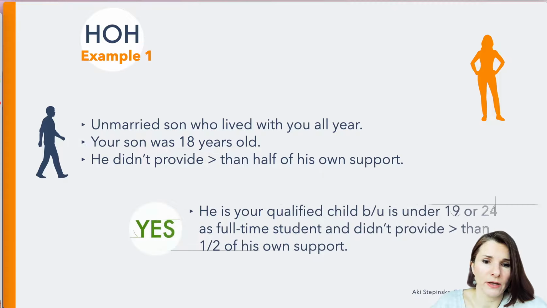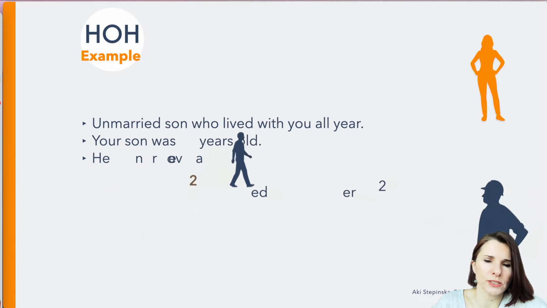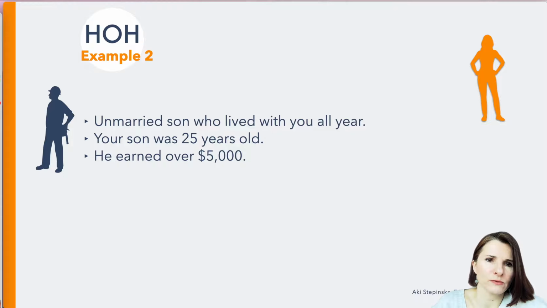Yes, you can. He is your qualified child because he's under 19, or under 24 if he was a full-time student, and didn't provide more than half of his own support. So if other criteria are met, the situation is fulfilled for head of household filing status.